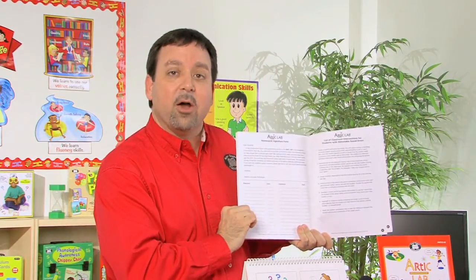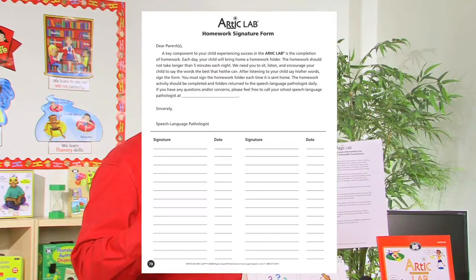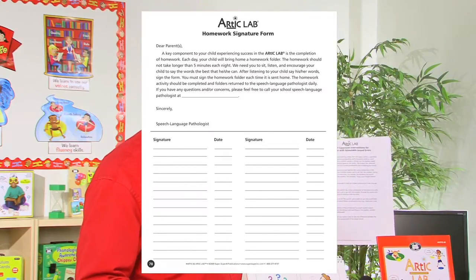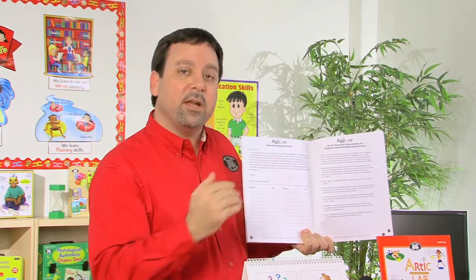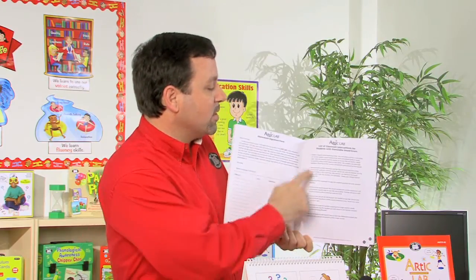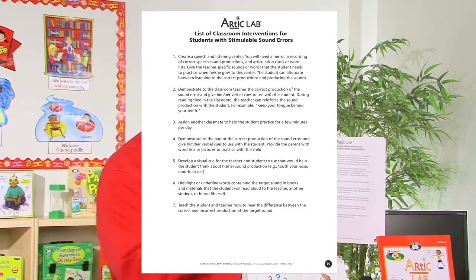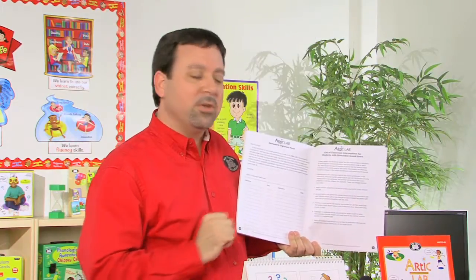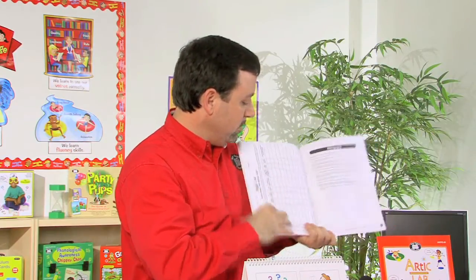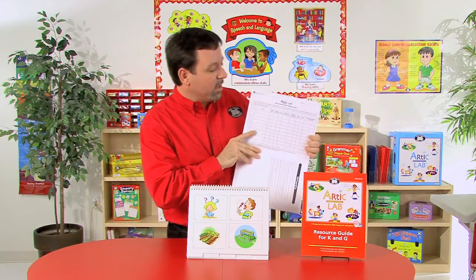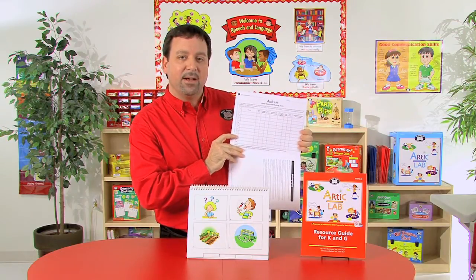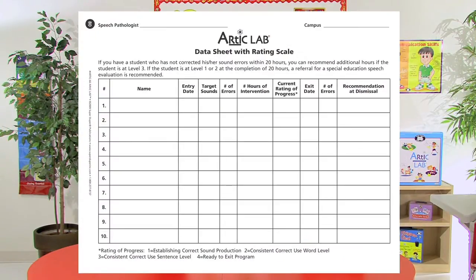As well, at the back, we have a homework signature form. This is where the parent is actually going to demonstrate their participation by signing off on their work with their child at home. And then, of course, we have a list of classroom interventions for students with stimulable sound errors so that they can have that extra cueing of things that they can do while in the classroom. At the back, we're going to have the data sheet with the rating scale, and this is going to let us identify what the students are working on, their progress with these sounds, and how they rate as far as being able to master the production of these sounds.